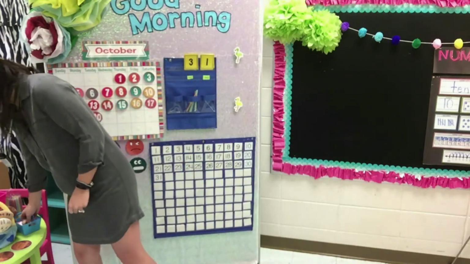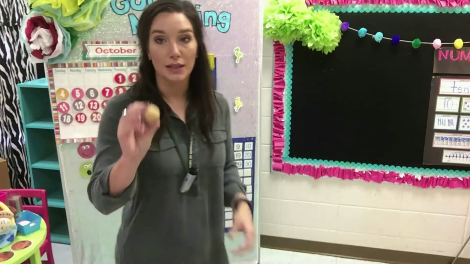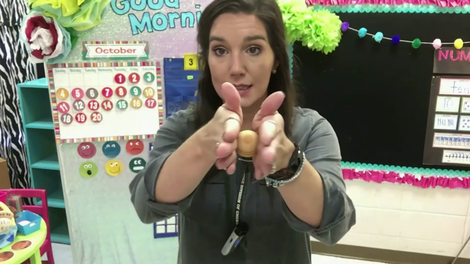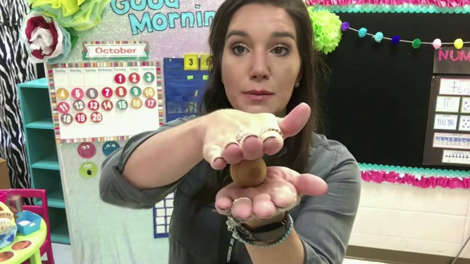Now, I'm pulling back out the same shape we talked about yesterday. Do you remember the name of this shape? It's kind of hard. Sphere. Can you say that? Sphere. How is this shape different than all the other shapes we've been working on? It's not flat, is it? It's solid. When I hold it in my hands, there's space.